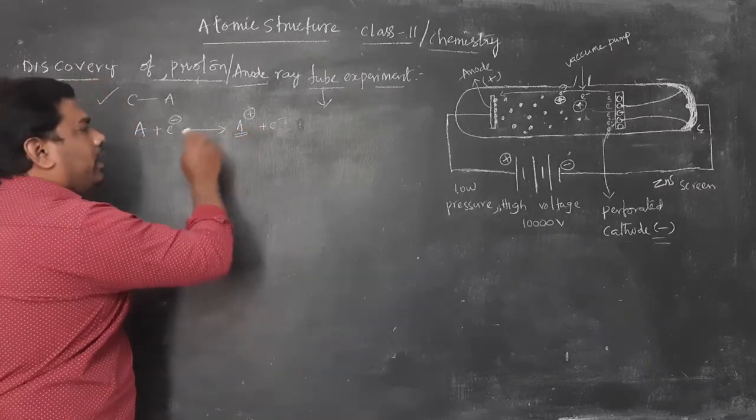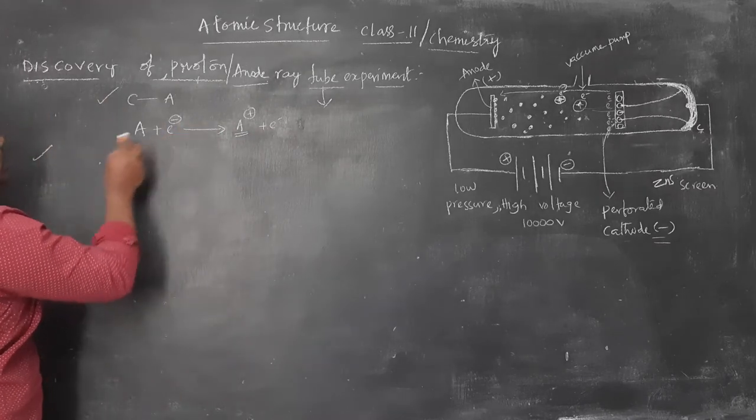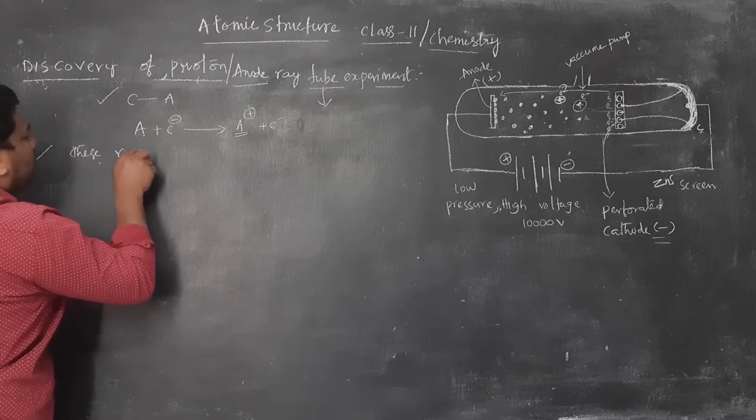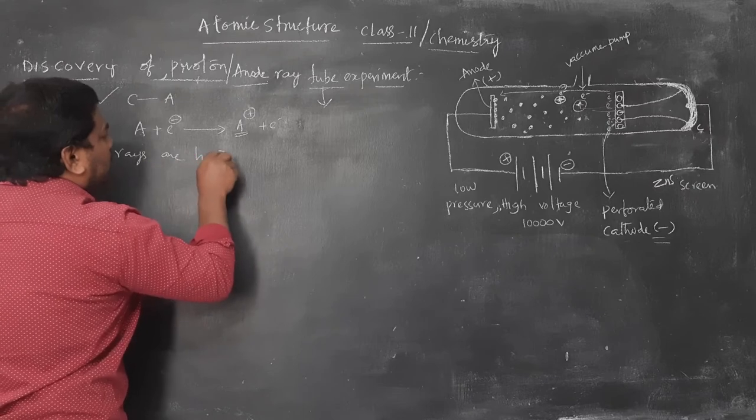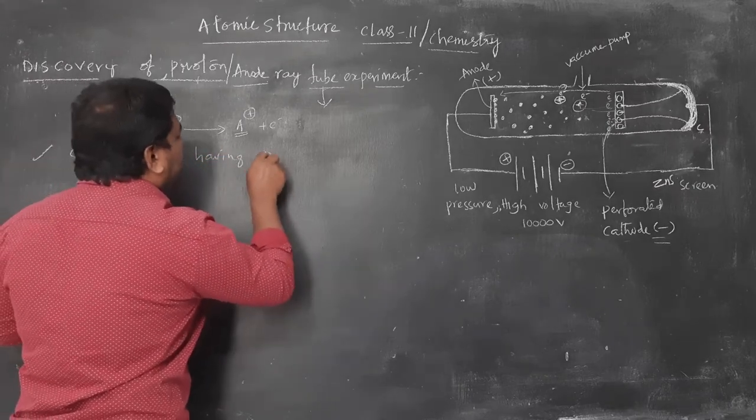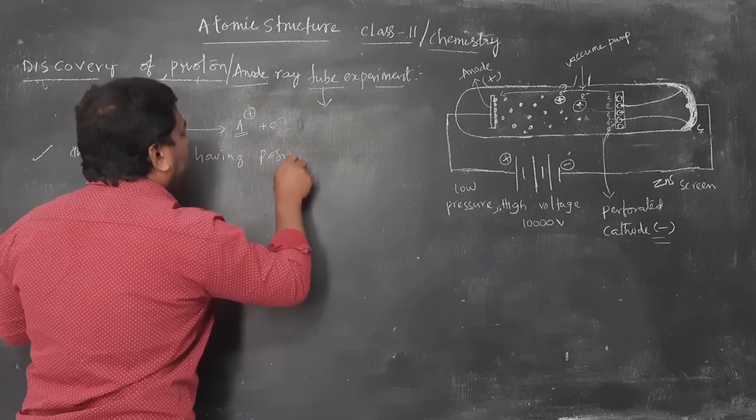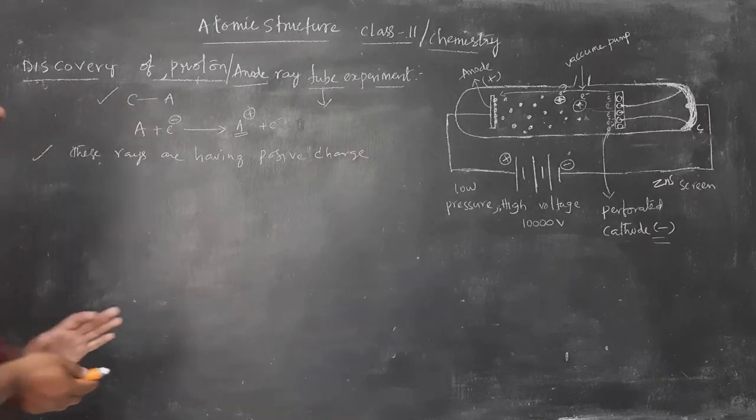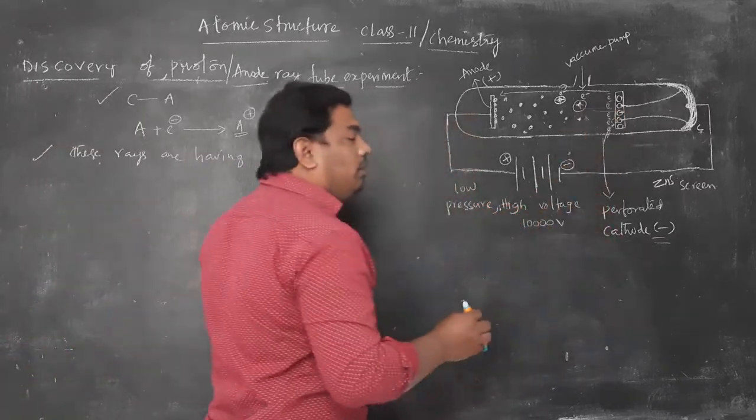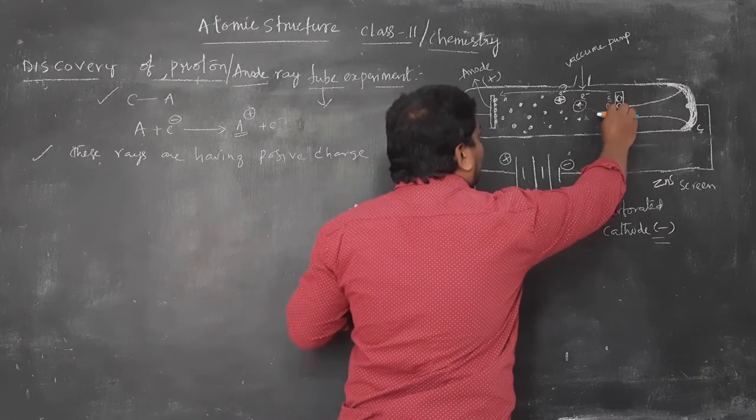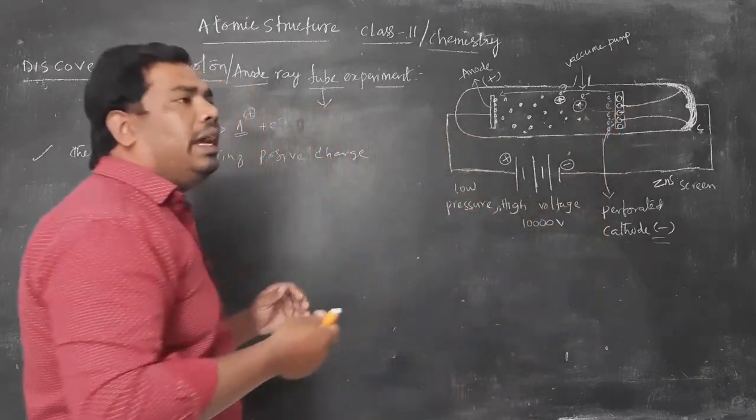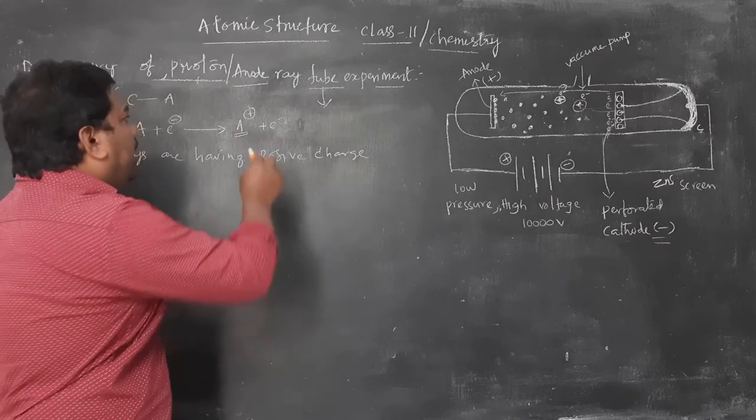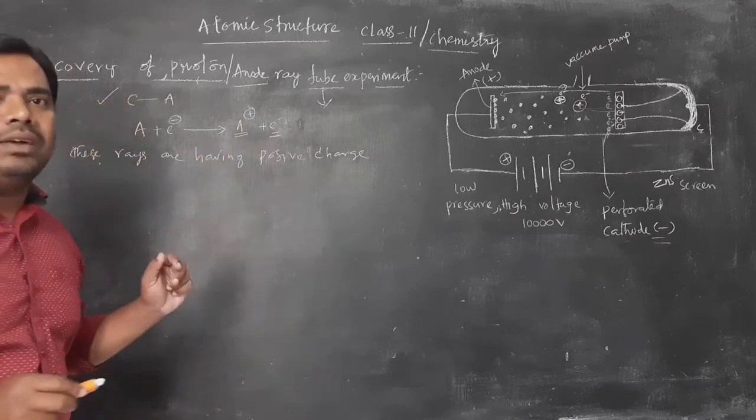So we can conclude that these rays have positively charged particles. These rays have positive charge. Similarly, many electrons coming from the cathode scatter with the neutral gaseous atoms and liberate positively charged ions, along with the electrons of negligible mass.